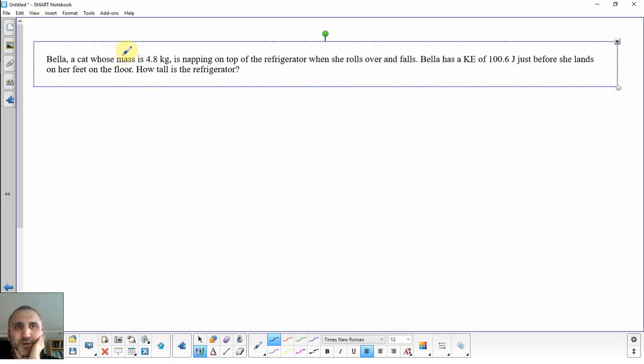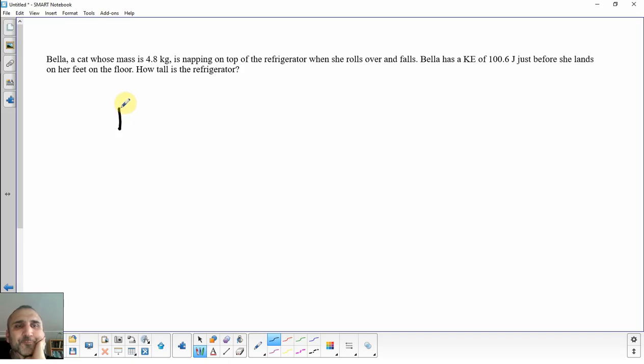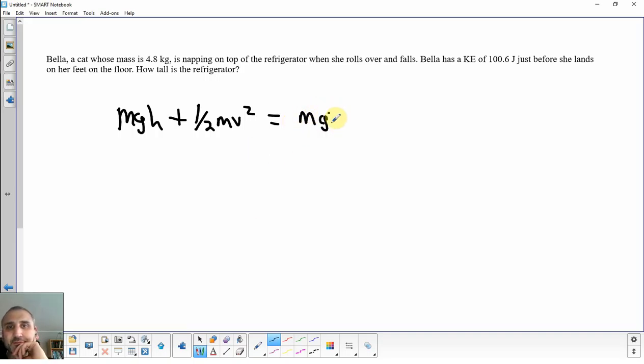So she was asleep and now she's on the floor. So we again have an initial condition and a final condition. I would say use the law of conservation of energy. Potential energy, mgh, plus kinetic energy, which is 1/2 mv squared, equals potential energy plus kinetic energy, again, potential energy plus kinetic energy.